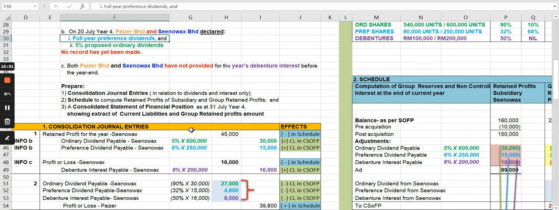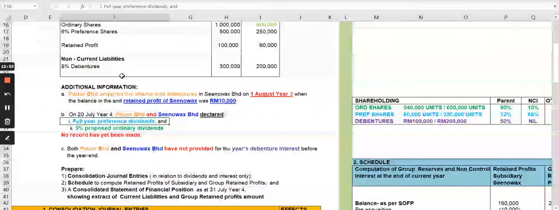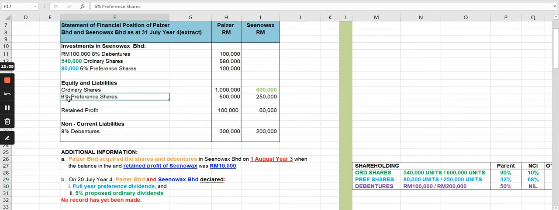The next one is to record or provide for preference dividend in the CSOFP for the full year, if you can see here. So the rate is fixed. How do I know the rate? It is here, 6% preference shares. So 6% from 250,000.